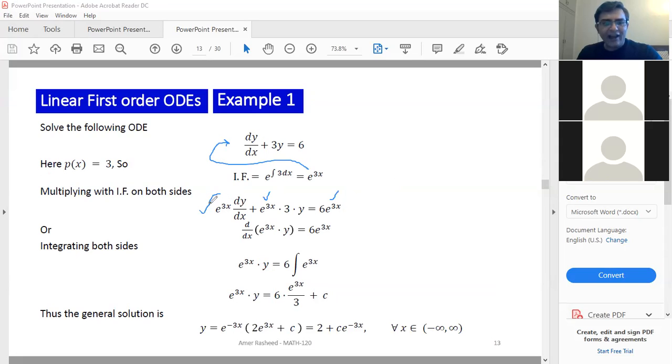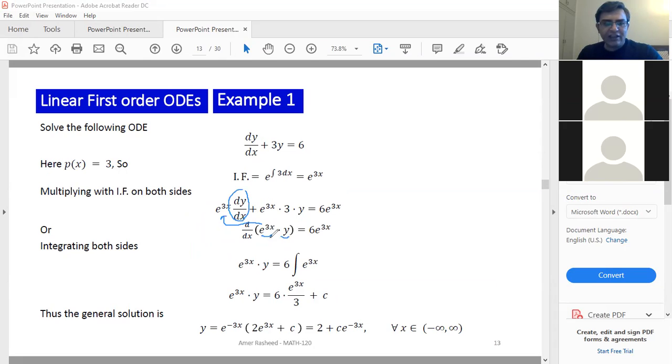Now you can observe that this left hand side has become the derivative of what? The product of e raised to the power 3x and y. If you simplify this derivative, you must get this left hand side again. I hope you can try that. What is the derivative of it? e raised to the power 3x remains the same here. We take the derivative of y, so it is dy by dx.